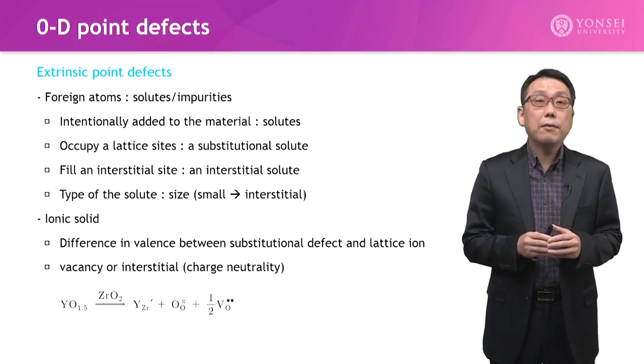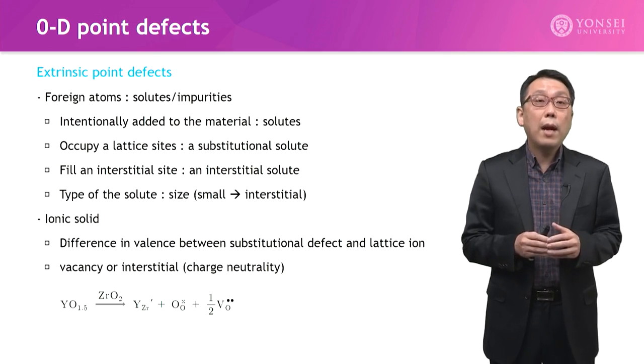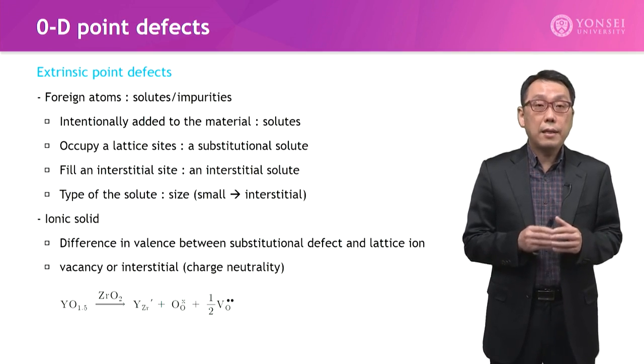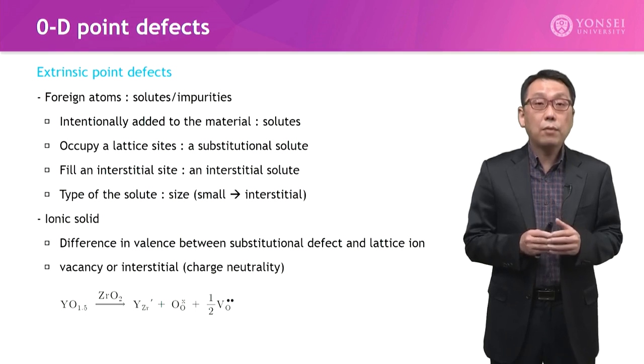This extrinsic point defect can also be found in ionic solids, due to the difference in valence between the substitutional defect and the lattice ion. One well-known example is oxygen vacancy. If we adopt yttrium at a zirconium site, as you know, the charge state of yttrium is always 3+, and the charge state of zirconium is always 4+. So yttrium, substituted at the zirconium site, has -1 charge. And in order to make charge neutrality, a 1/2 oxygen vacancy with 2+ charge should be formed.